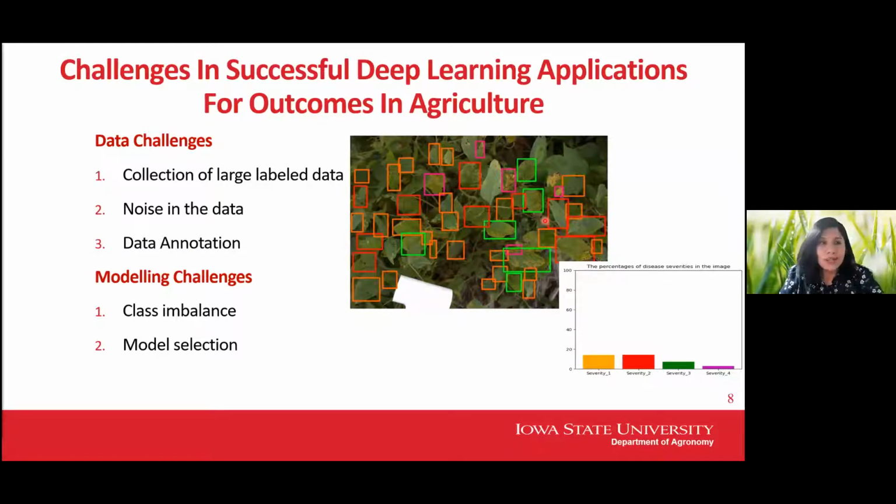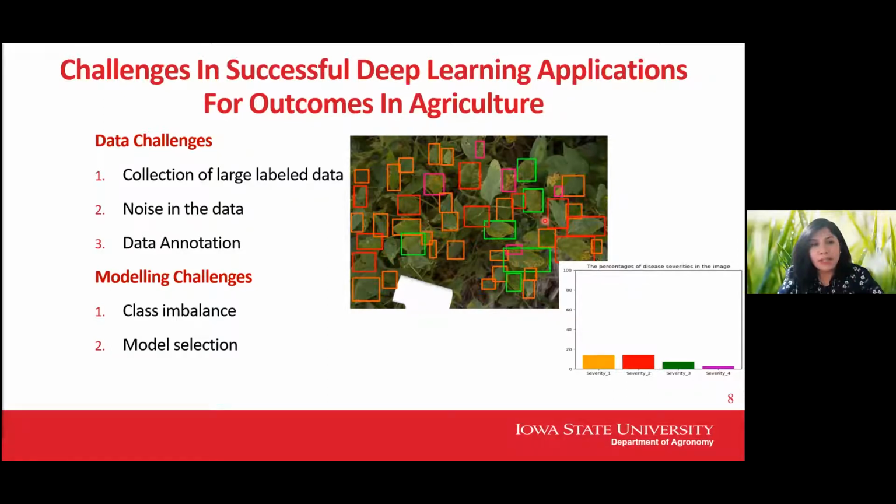In addition to these data challenges, we are also facing modeling challenges. One of the modeling challenges is class imbalance. Suppose we want to create an app to detect 20 stresses in soybean, but in nature, not all stresses come at a time. So some classes will have more data, some classes will have less data. Or we are interested in the severity of a certain disease, and for that disease, some classes have more severity and some classes have less severity. Again, we are seeing this class imbalance, which is one of the modeling challenges.